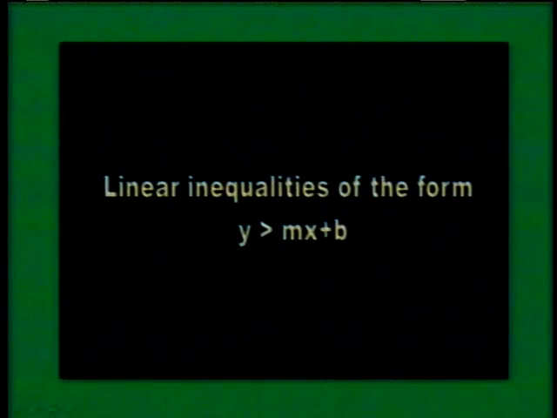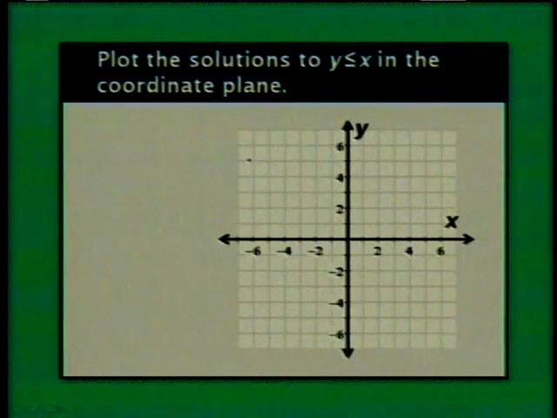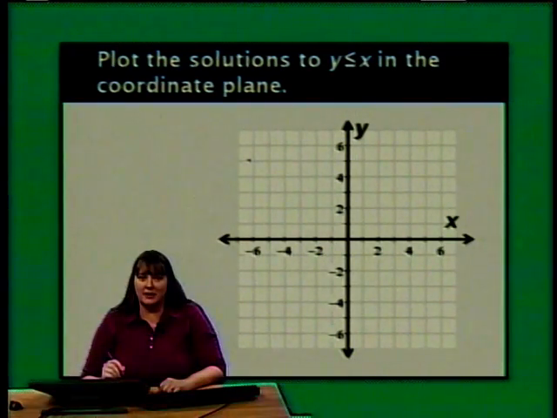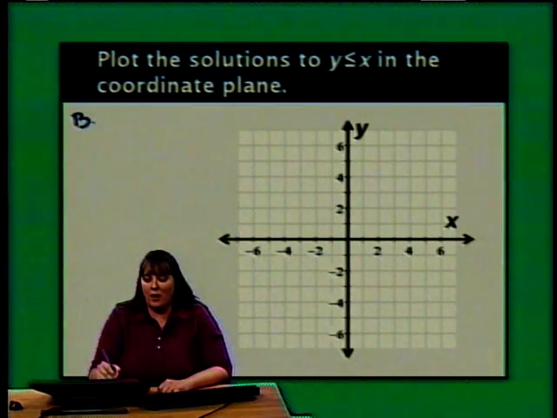Now I want to look at linear inequalities in slope-intercept form. Let's start by plotting the solutions to y is less than or equal to x in the coordinate plane. This time my boundary line is y is equal to x.